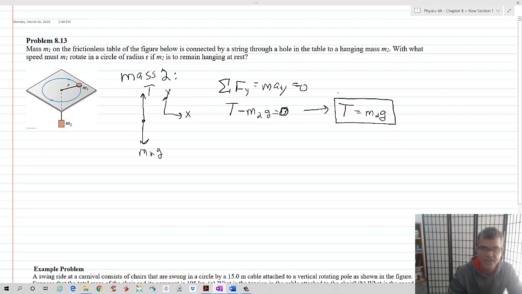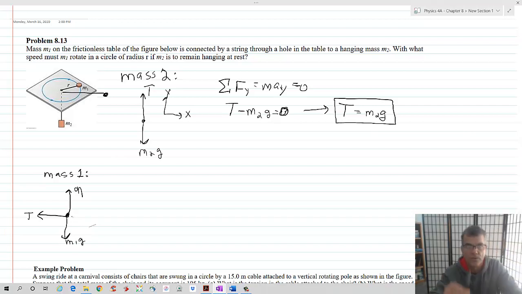Here's one equation. I don't have m2, so I don't know what the tension is. But we have another mass we can look at. Let's look at mass 1. And let's assume mass 1 is someplace over here. If I look at the forces on M1, I've got tension acting to the left. I've got the normal force acting straight up, and I've got gravity M1g acting straight down.